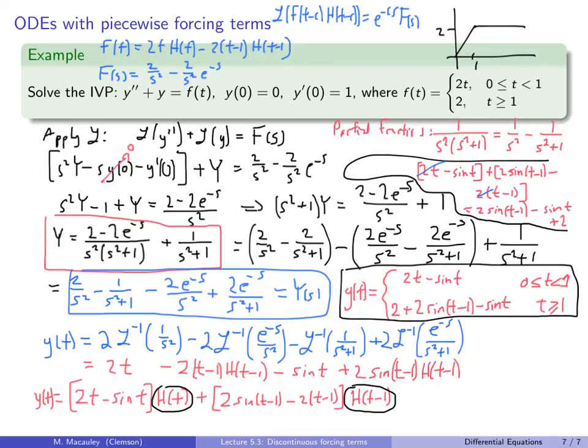And it's not surprising that, because our forcing term is piecewise, we had some, not discontinuity, we have a corner here, some undifferentiable behavior, then our solution should also be piecewise as well.